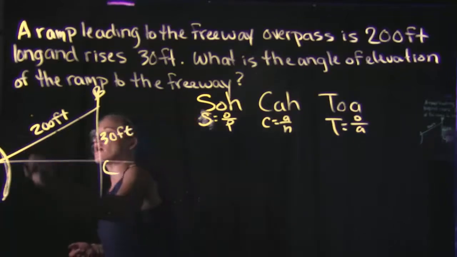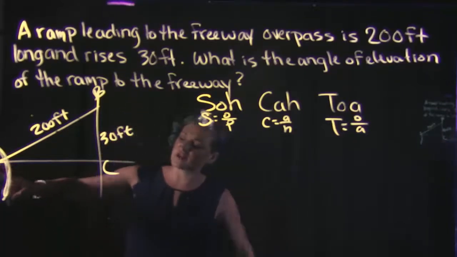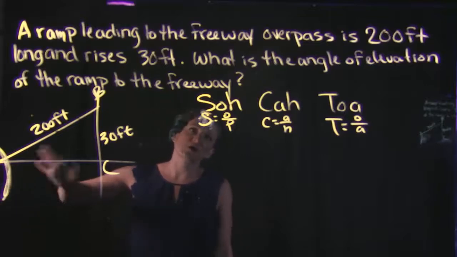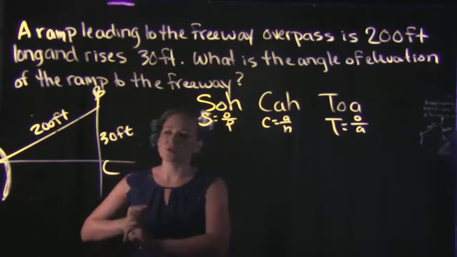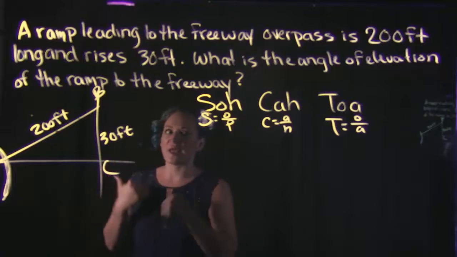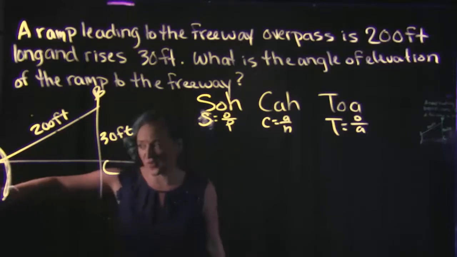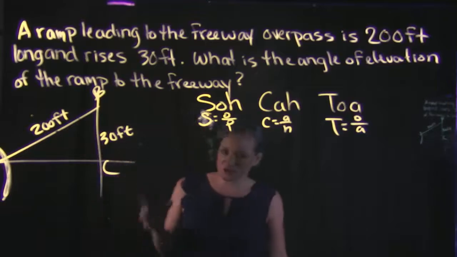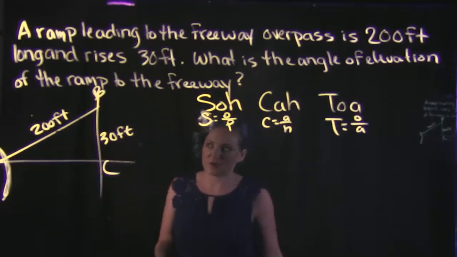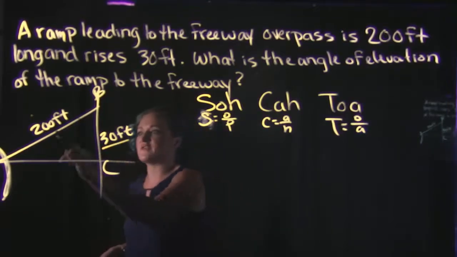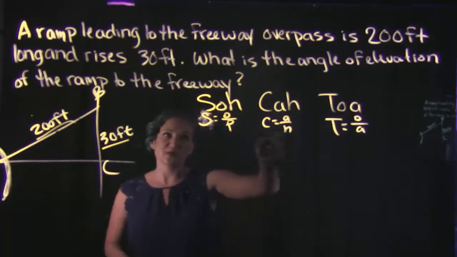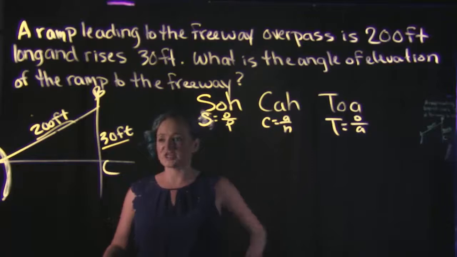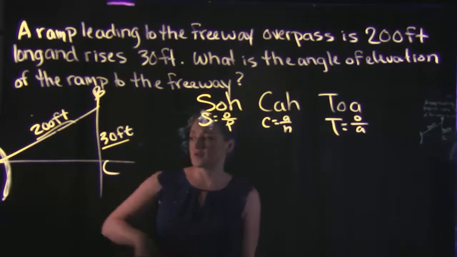So since we're going to solve for angle A, the angle of elevation, we need to figure out, are we using sine, cosine, or tangent? And that comes in reference to the information that we have. Since we're solving for the angle of elevation, we want to use the two sides of the given information. They gave us 30 feet, they gave us 200 feet. So we need to figure out, what do these represent? Are these opposite, hypotenuse, or adjacent? And that comes in reference to our angle.